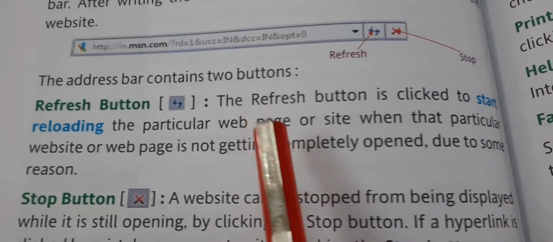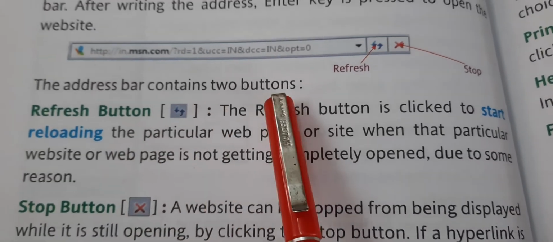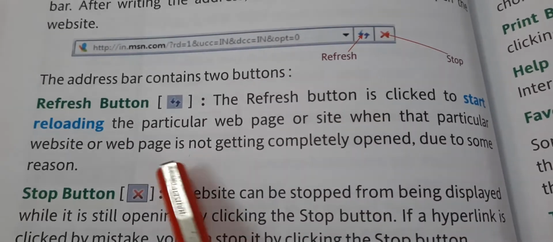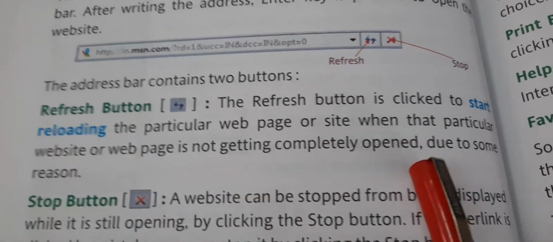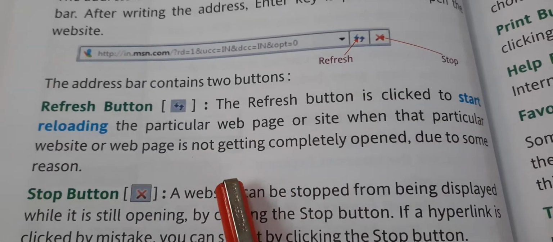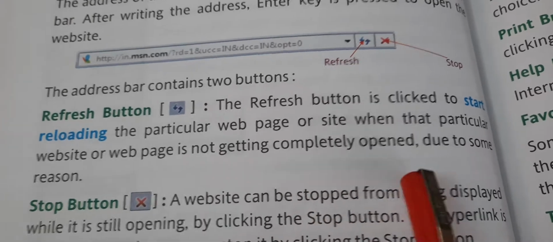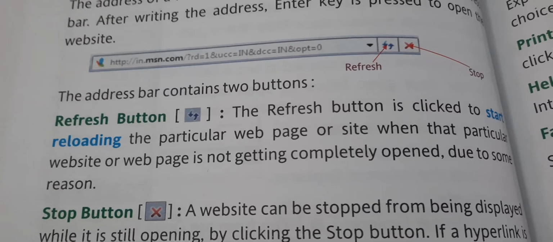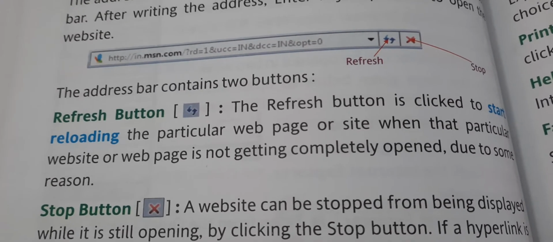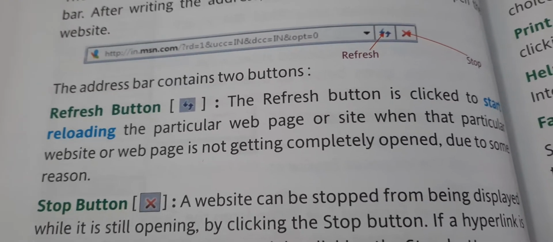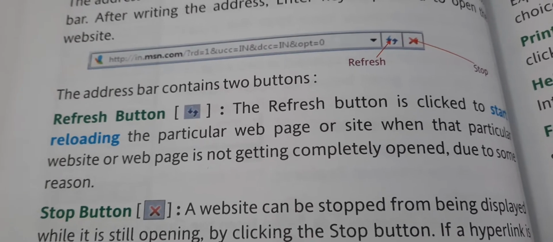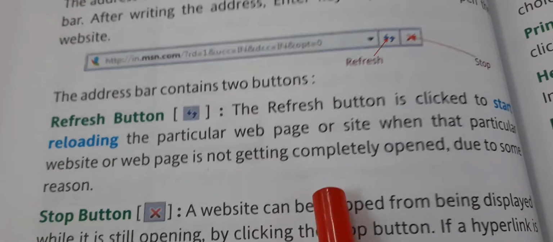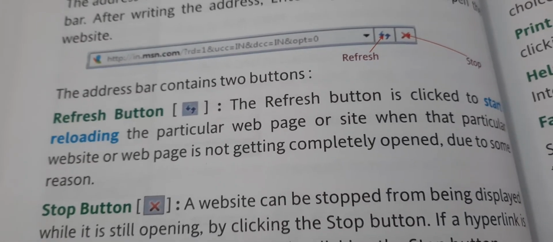So let's see what is the meaning of these two buttons. The address bar contains two buttons. Refresh button. The refresh button is clicked to start reloading the particular website or web page when that particular website or web page is not getting completely opened due to some reason. Suppose we have entered the address and we want to open the website, but it is not loading properly. So what we can do at that time, instead of closing the tab altogether, we can just press on this button and it will again start reloading.